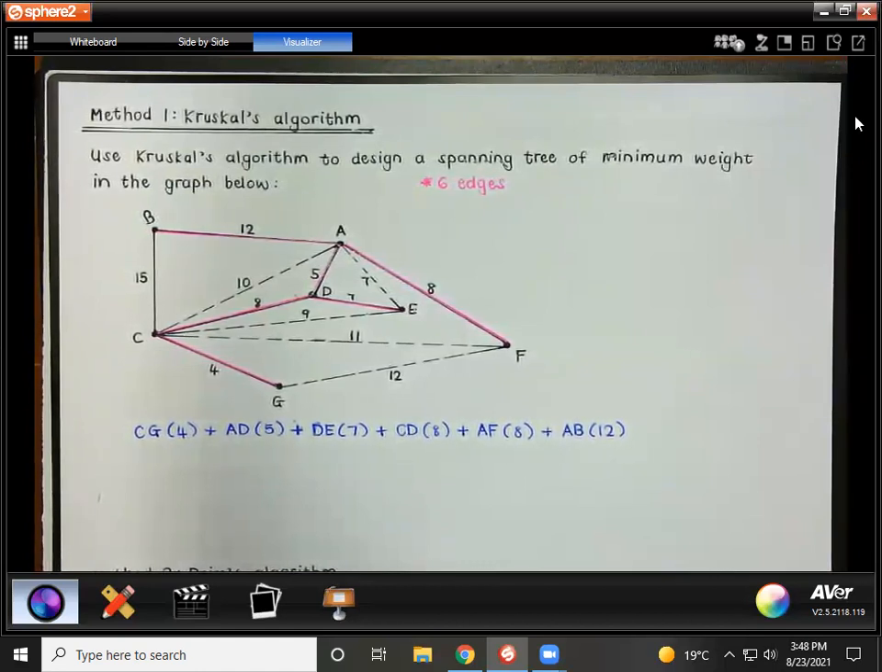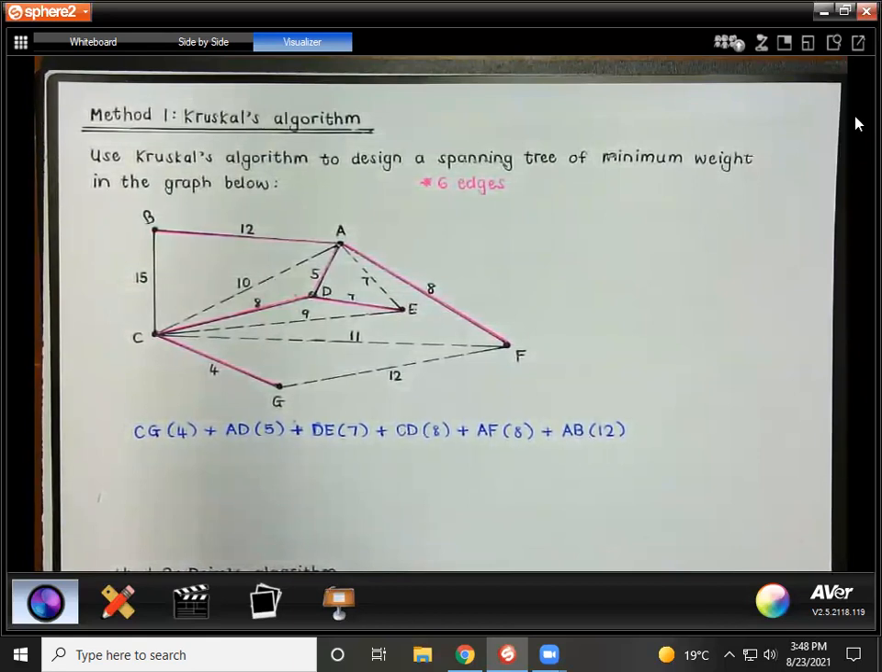The reason why we start from the edge with the smallest weight and work our way up is so that we get the minimum tree. You can get lots of other trees, but we're looking for the minimum one.